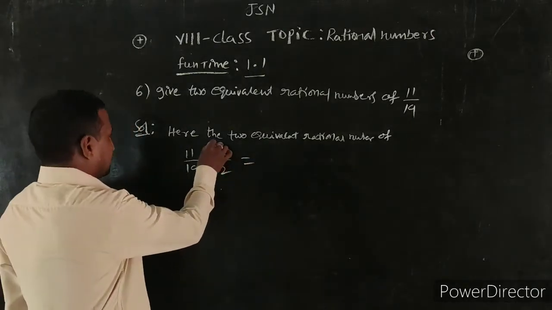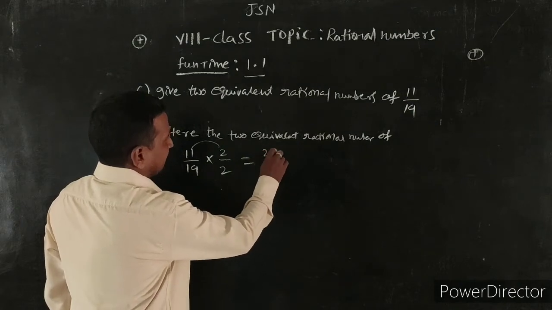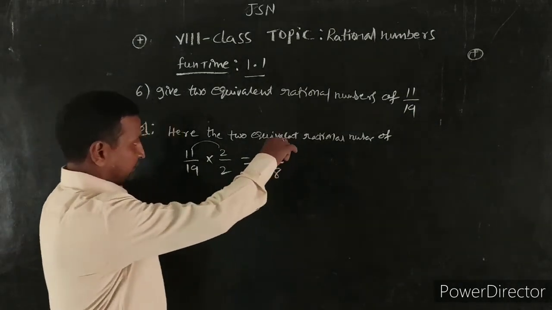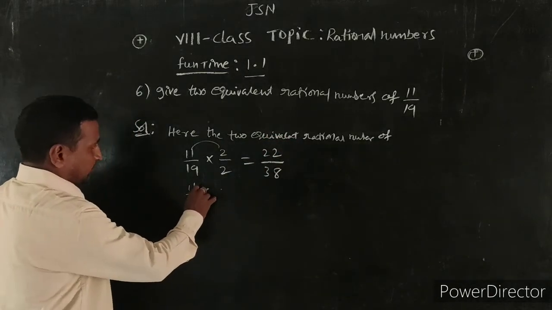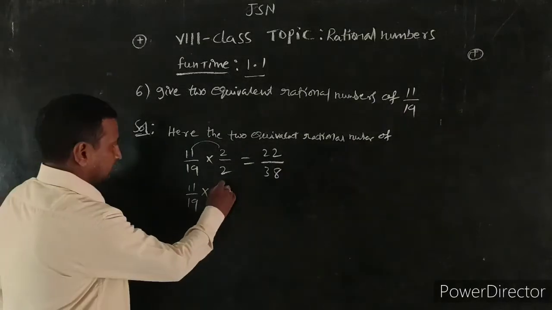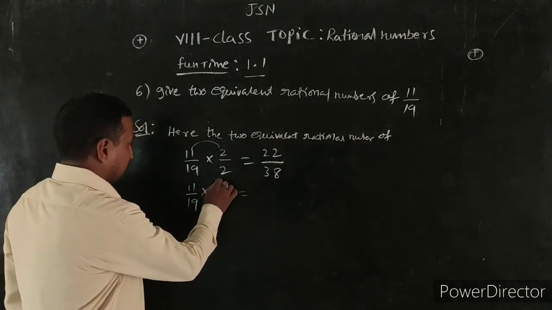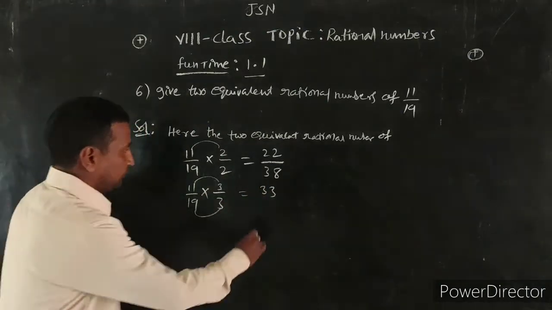2 into 11, the product of numerators by the product of denominators. It is one number. And the 11 by 19 multiplied with numerator and denominator by 3. So the product of two numbers means 11 into 3 is 33, 19 threes are 57.